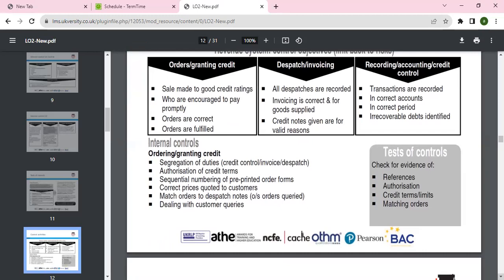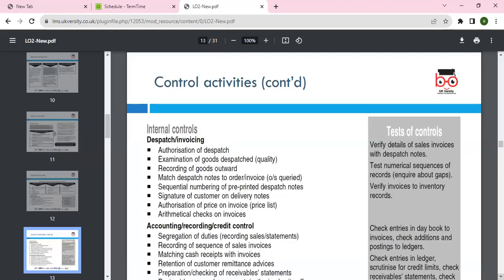Ordering and granting credit, segregation: who is responsible, who gives the authority? We have numbered printed order forms. We have correct prices quoted to the customer. We match the order, dispatch and order query, and deal with customer queries. Yes. Tests of control reference authorization, credit limits, and matching the order with the requisition which was requested.